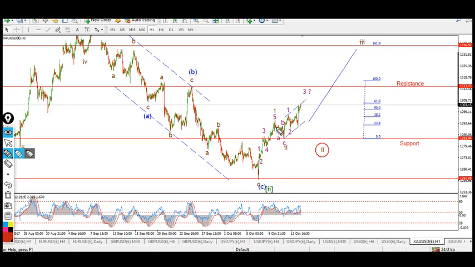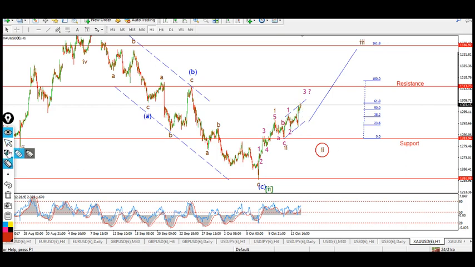Now, there's one note of caution that I want to make: this 3 waves down where I've marked wave 2. Is this developing into 3 waves down, 3 waves up, and then a 5-wave down into an expanded flat?